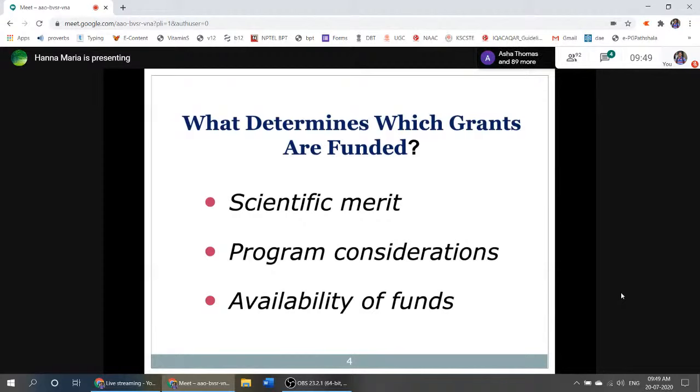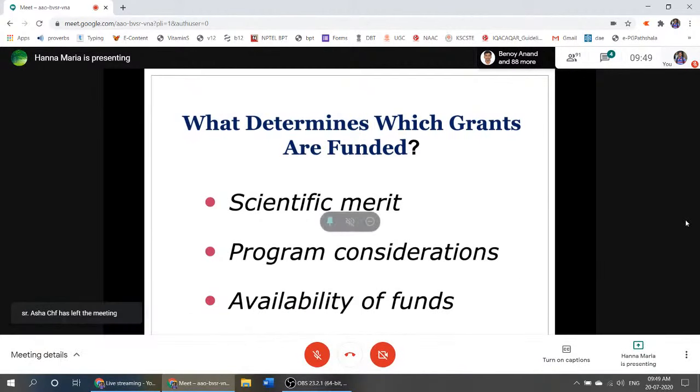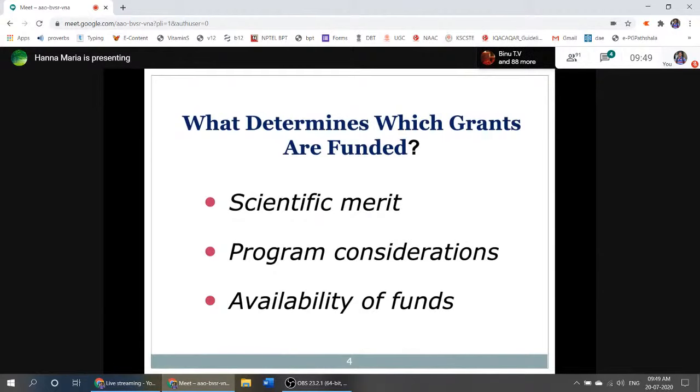What are the interests of the agency? Very important. And the third factor is the funding. You see, some projects you cannot ask for crores. You can ask for maybe 40 lakhs, 50 lakhs. That also you should understand.